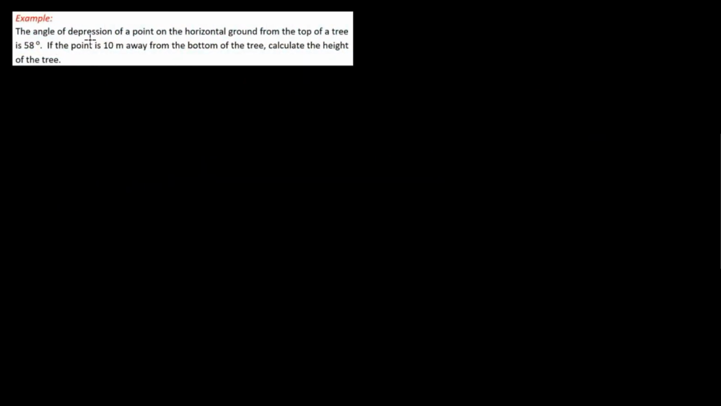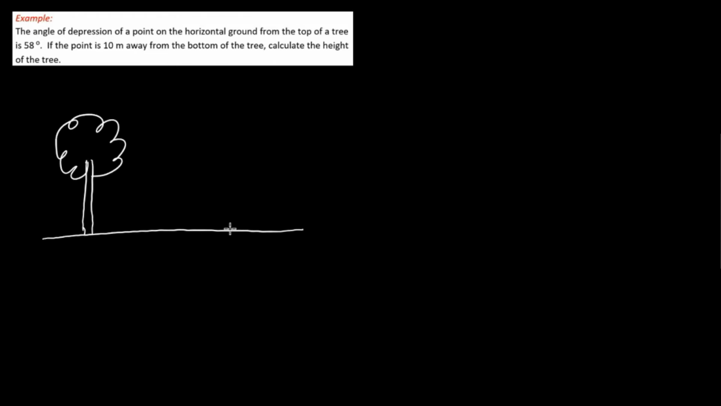Example: the angle of depression of a point on the horizontal ground from the top of a tree is 58 degrees. If the point is 10 meters away from the bottom of the tree, calculate the height of the tree. So we have the horizontal ground, the tree, and the point. Designate this as point A, and this is point B.